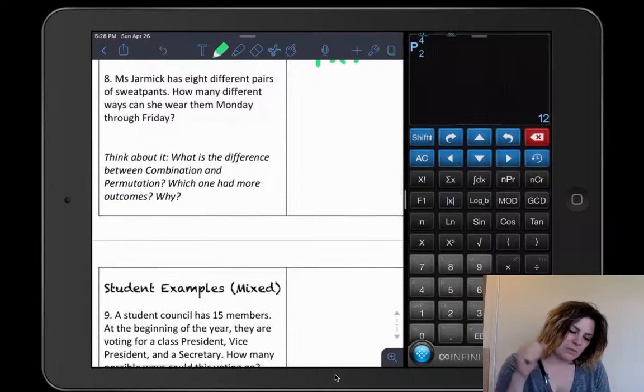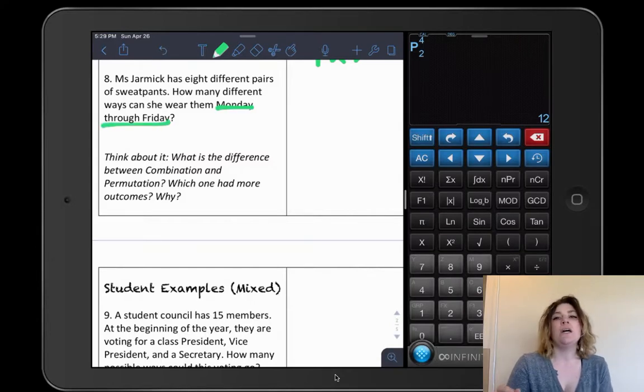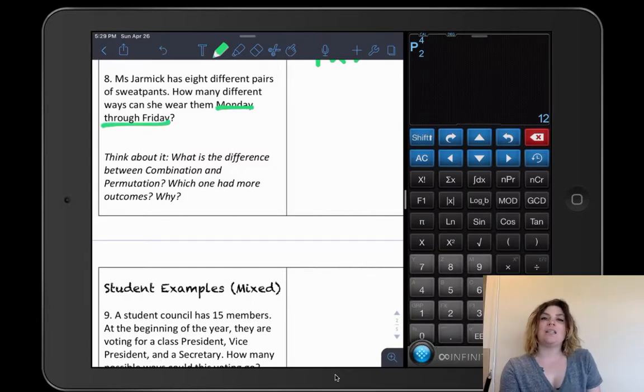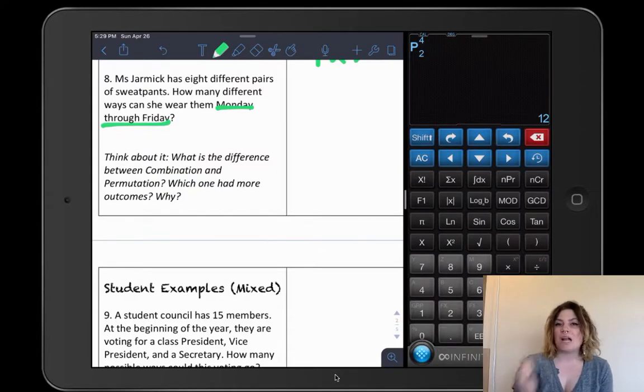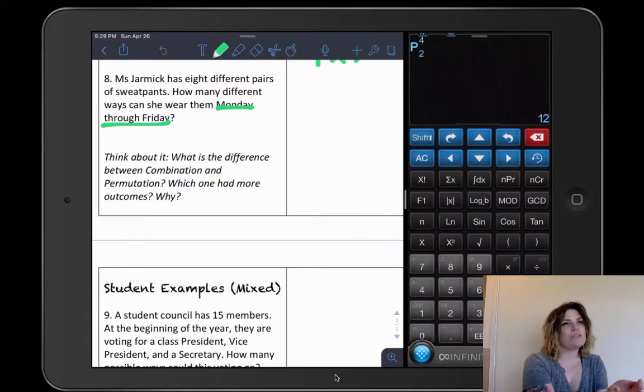Okay, so let's go and look at number 8. So Miss Jarmick has 8 different sweatpants. Again, living my best sweatpants life right here. And how many different ways can she wear them Monday through Friday? So this one does mean we want to put them in order in how I'm going to wear them. So it would be different if I wore my pink sweatpants on Monday, my green sweatpants on Tuesday. That's different than if I did my green on Monday and my pink on Tuesday.